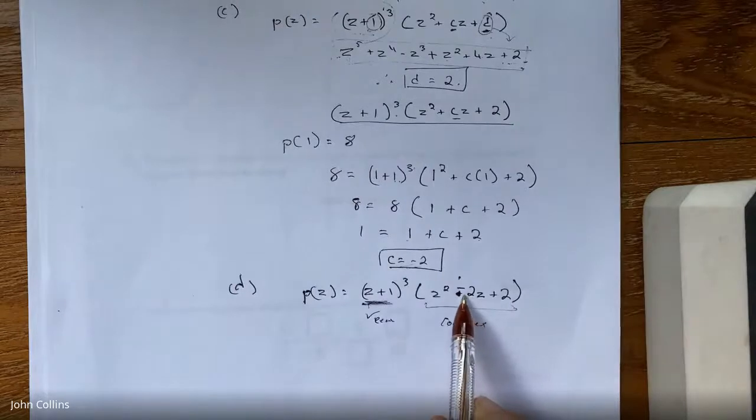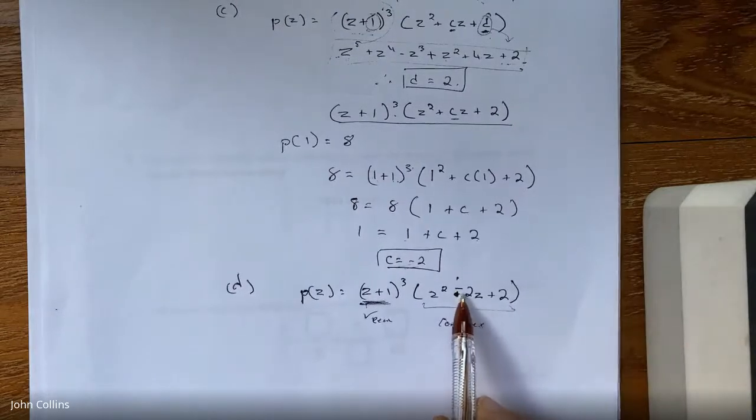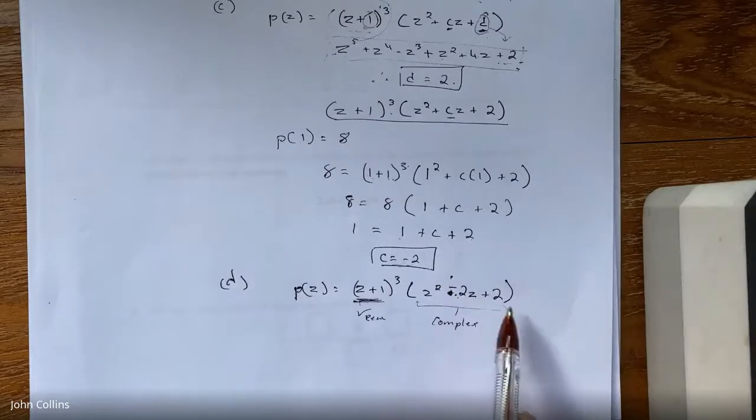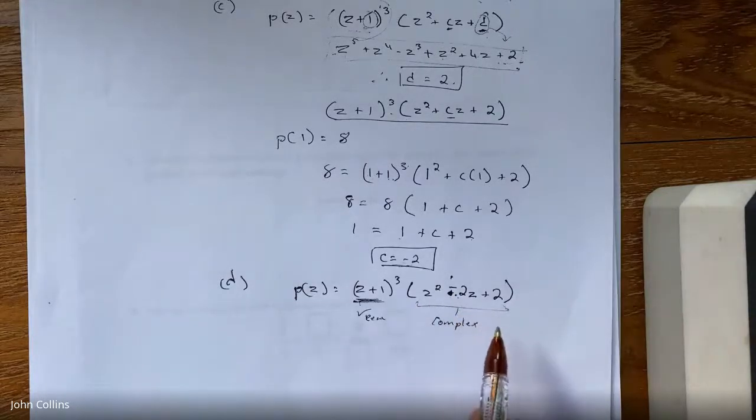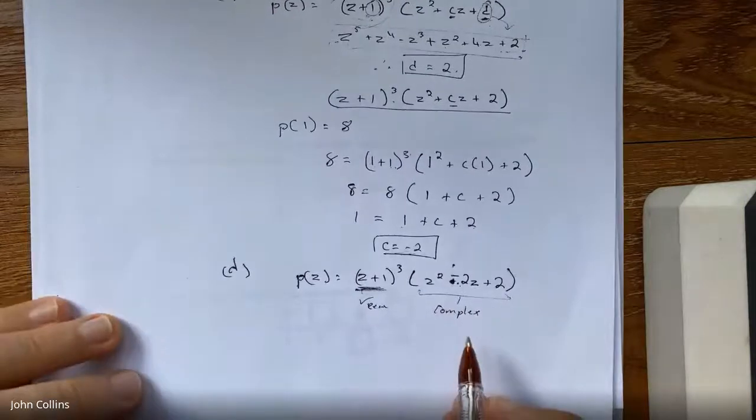So b squared is minus 2 squared, which is 4. Take away 4 times a times c, so that's going to be 8. So 4 take away 8 is negative. And that's going to be complex roots then, 2 complex roots, which is exactly what we wanted.